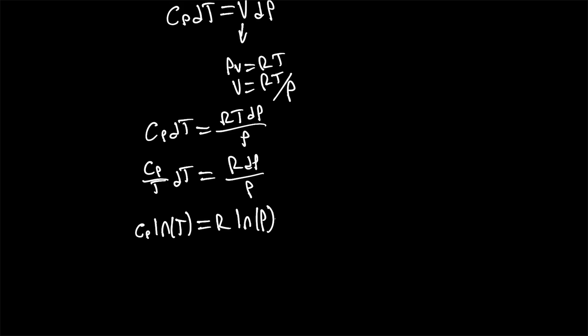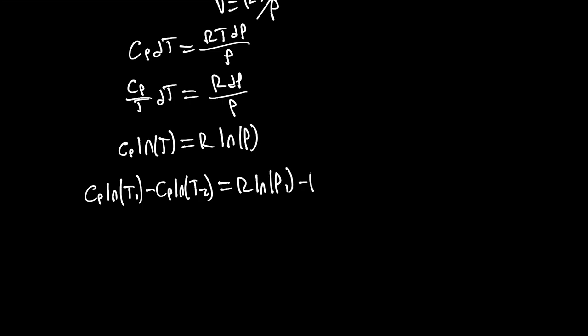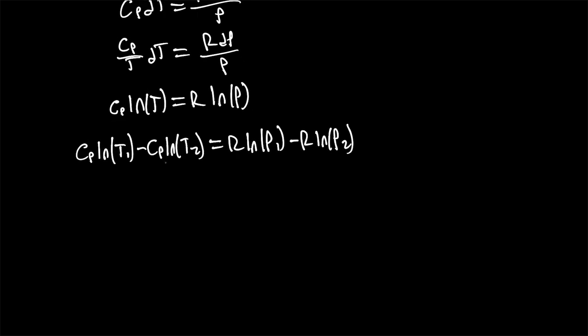And this is essentially exactly what we need to derive the isentropic relationships of a gas that is undergoing an isentropic process from one state to another, in that if we have two states, we're integrating this from state 1 to state 2, we will have Cp ln T1 minus Cp ln T2 being equal to R ln P1 minus R ln P2. Basically, based on the laws of logarithms, we can then rearrange this.